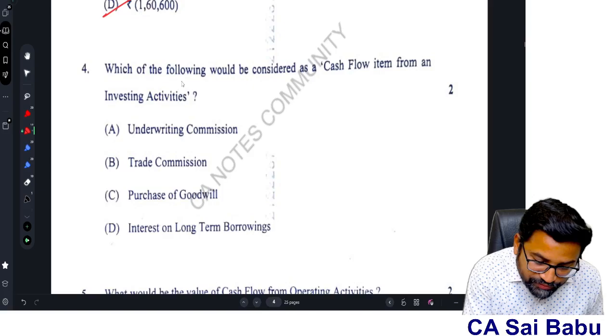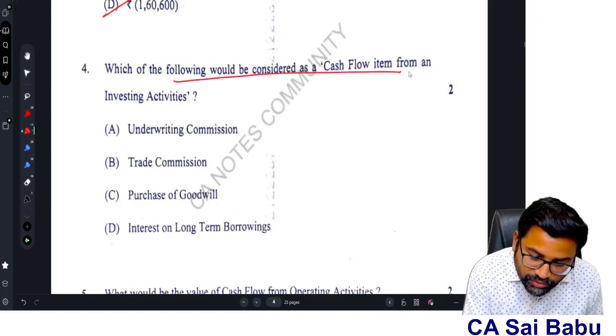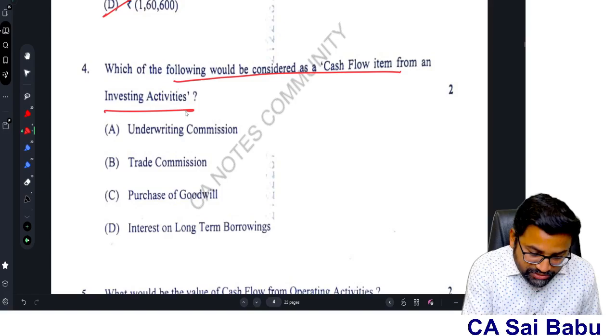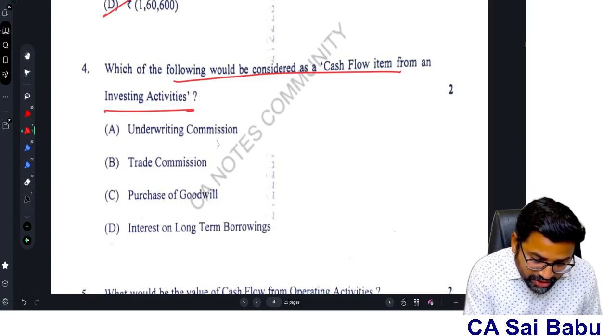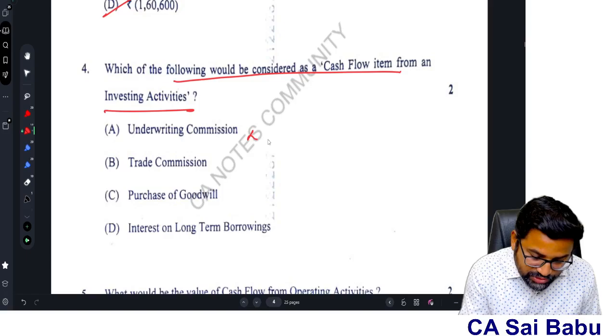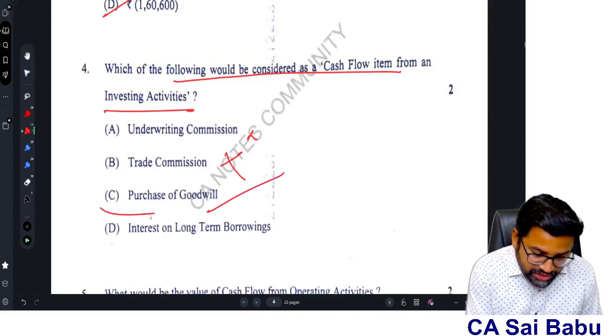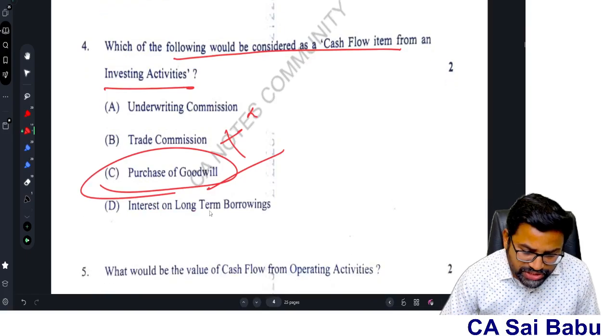Next, which of the following could be considered as cash flow item from an investing activity? What is this investing activity here? Underwriting commission, no, it is relating to shares, so it is a financing activity. Trade commission, operating activity, it is not. Purchase of goodwill, yes, it's an investing activity. So the answer is C. So C is the answer.